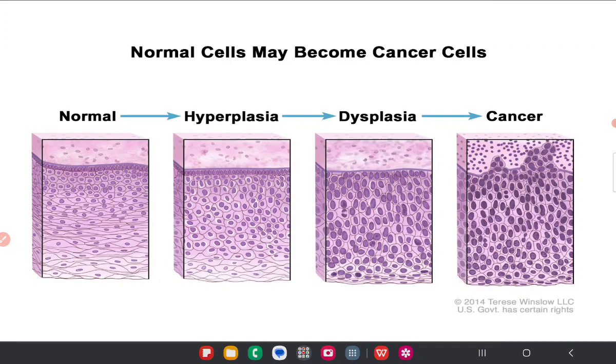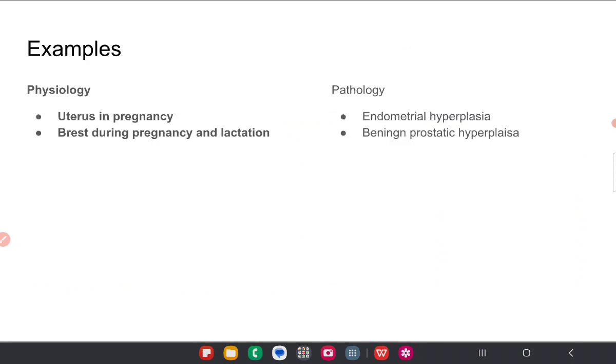Let's take this picture. Within normal conditions, hyperplasia to some extent can be a normal physiological condition, but if prolonged, it may lead to dysplasia and later on neoplasia, which is nothing but cancer. Benign prostatic hyperplasia is majorly seen in old age males, with symptoms of urination problems.